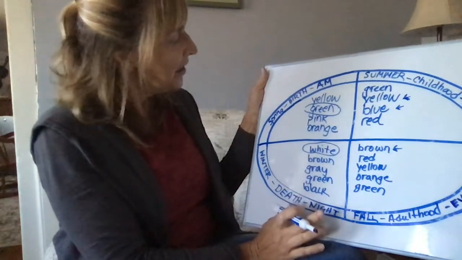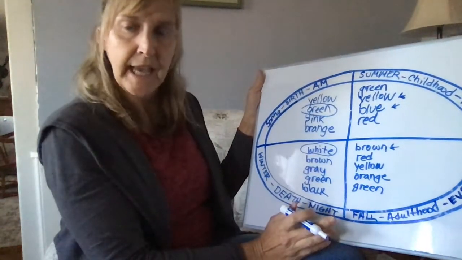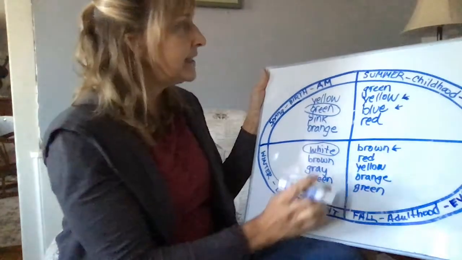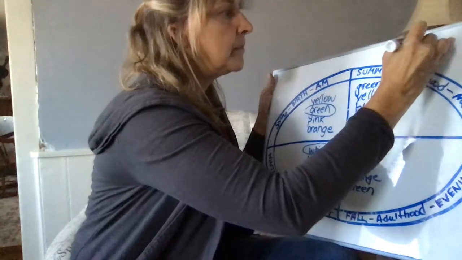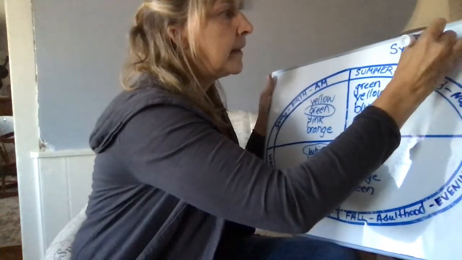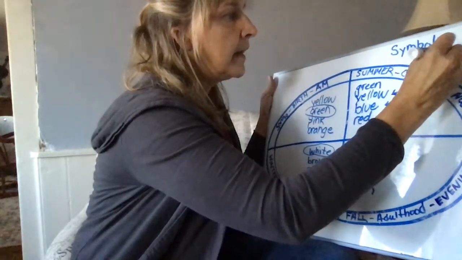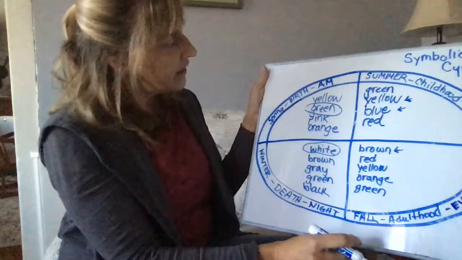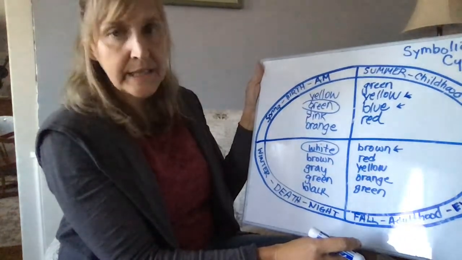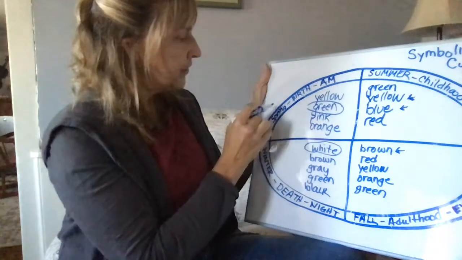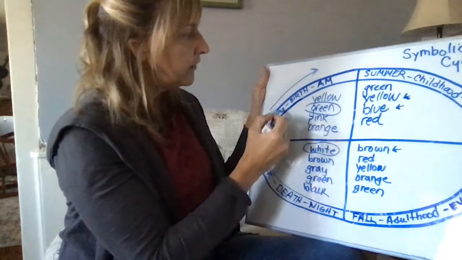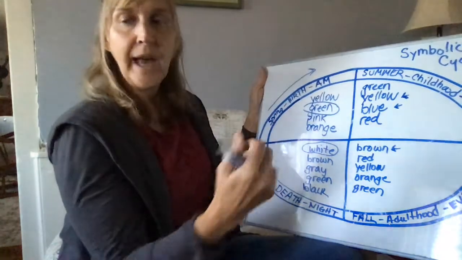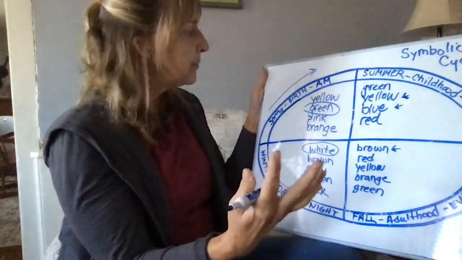Sometimes students say, oh, it's like a life cycle in science. Yes, it's definitely a cycle, but this is the symbolic cycle. A symbol is an object, a word that represents something else. So in the spring, of course, we have new life, we have birth, we have growth coming forward, possibility.